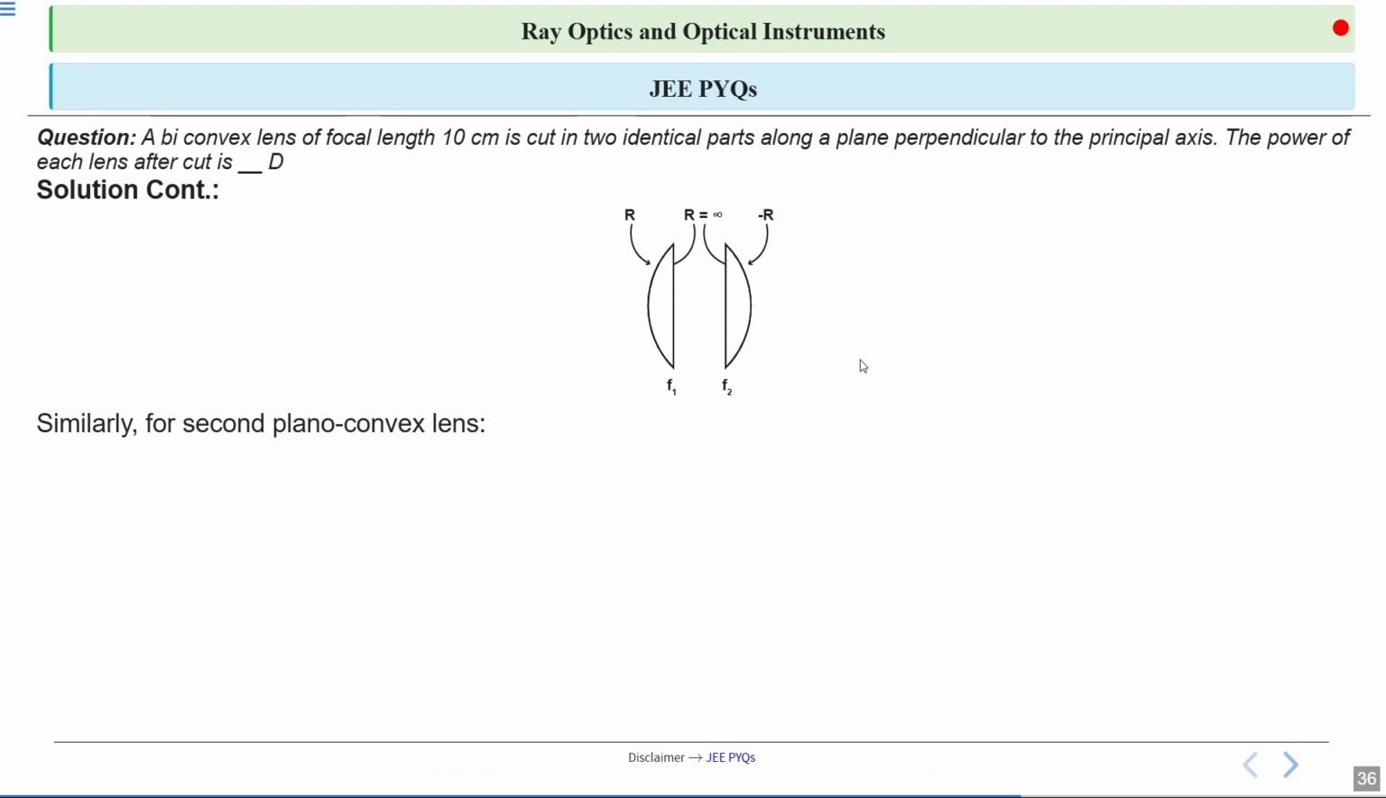So similarly, for the second plano-convex lens, f2 equals minus r upon mu minus 1. In this equation, r is the radius of curvature and mu is the refractive index of the lens material. This formula helps us determine how the curvature and the material properties affect the focal length. So mark it as third equation.